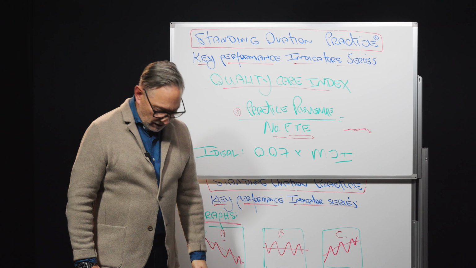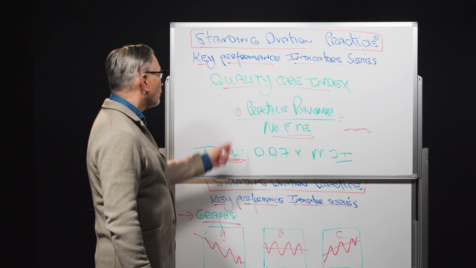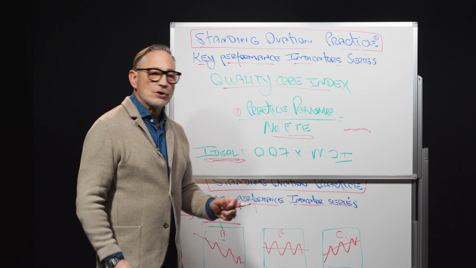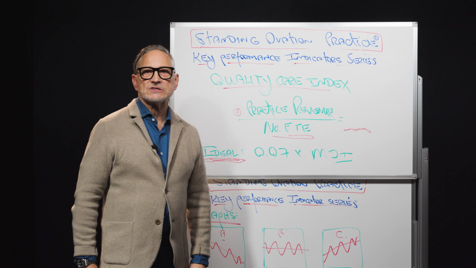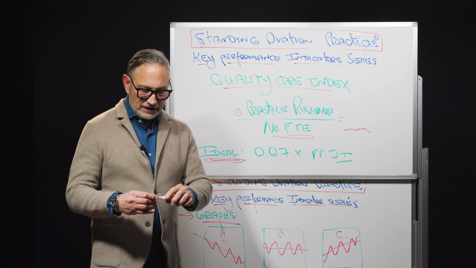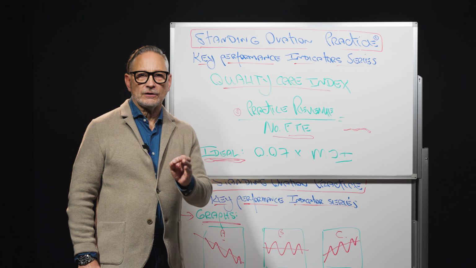Now, like with every key metric, we want to compare your production to what it should be. So what I want to show you here is that the ideal quality care index is 0.07 times the median disposable income of your area. That's going to give you a good, high-quality benchmark.